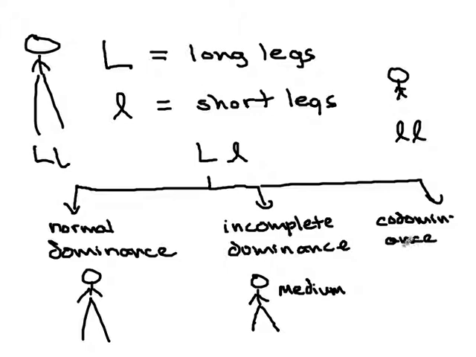And the last one is bizarre. Codominance means you express the long leg and the short leg trait at the same time, which means you'd have one long leg and one short leg. Happily, leg length is not codominant, so this doesn't happen, but that's what it would look like. Codominance means you got to show both things at the same time. Incomplete means you compromise, and normal means one of them wins and the other one gets ignored. All right?